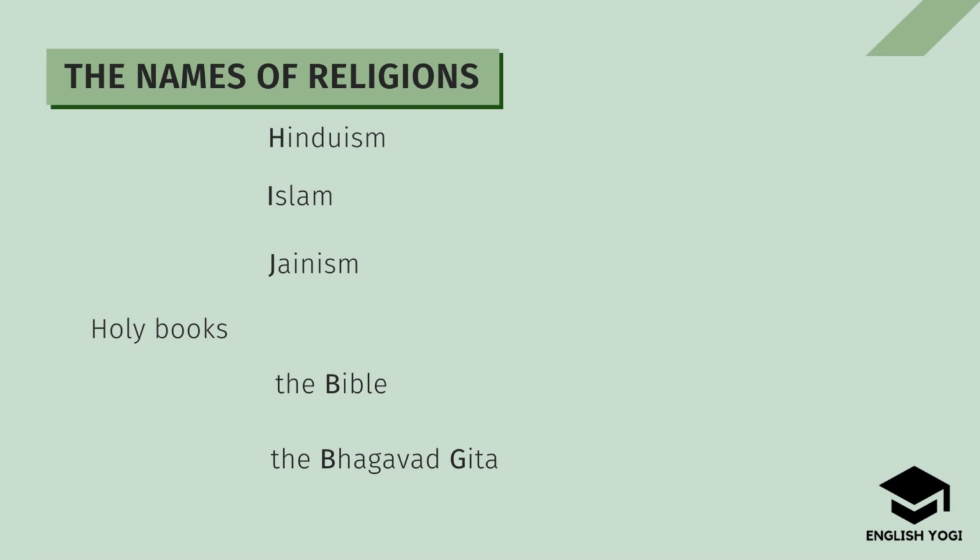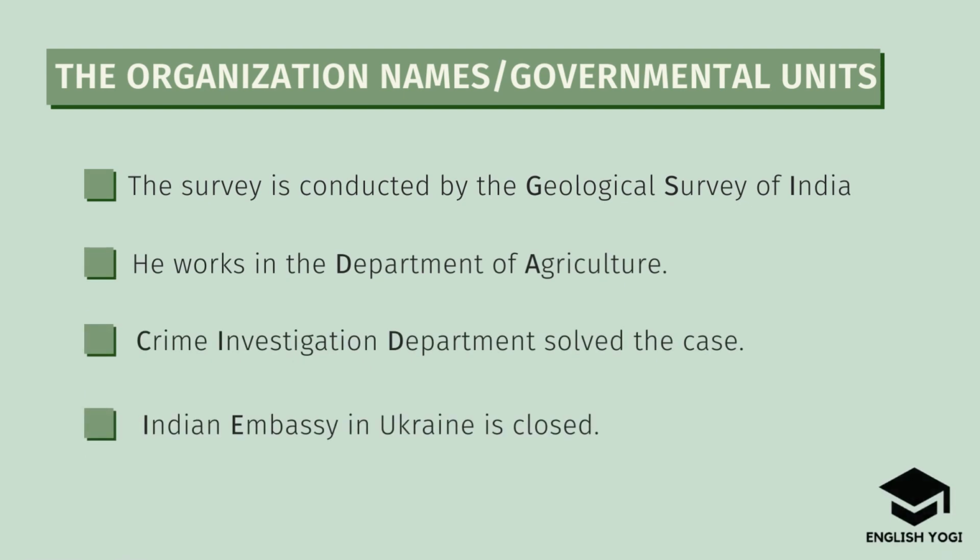For example, Hinduism, Islam, Jainism, and all the holy books' names should be written with capital letters. For example, the Bible, the Bhagavad Gita. So these are the examples. Again, the organization names and governmental units should be written with a capital letter.